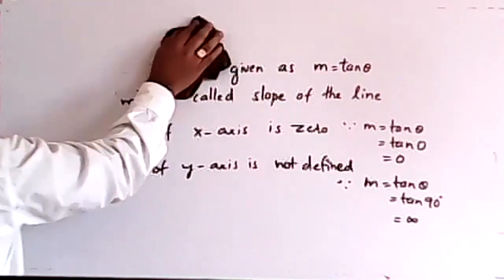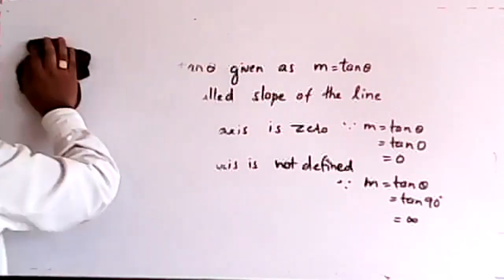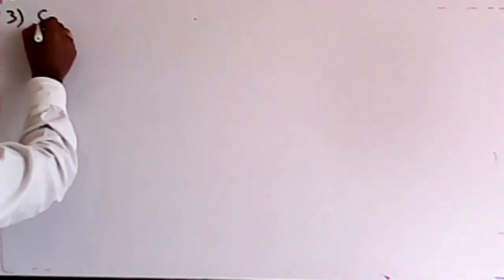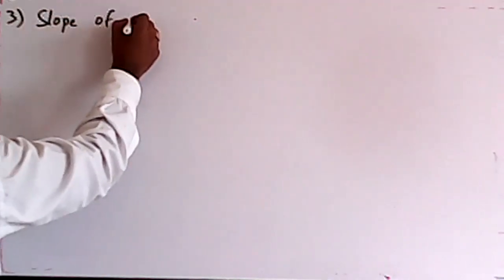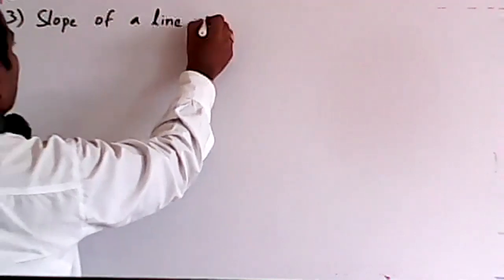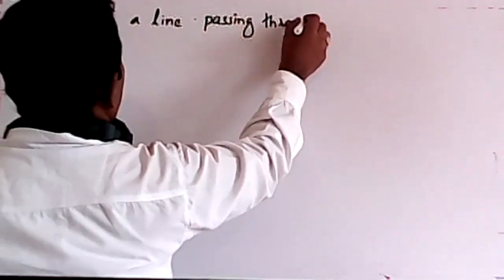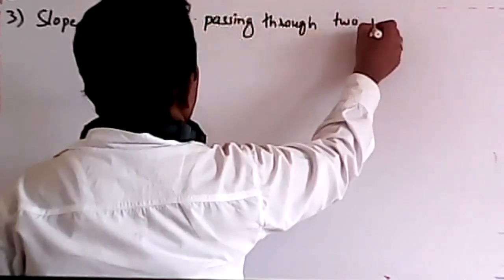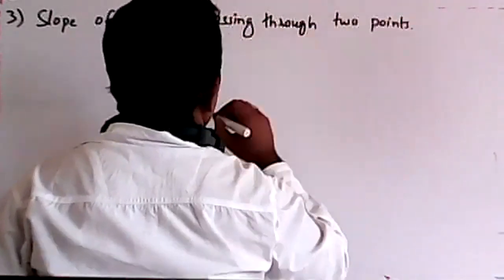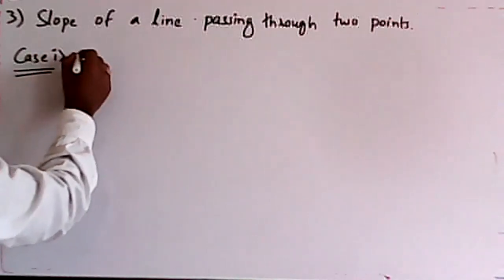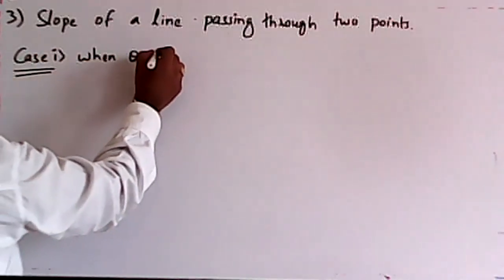Let's take slope of a line when a line is passing through 2 points. Slope of a line passing through 2 points. We'll take two cases in this. Case 1, when theta is acute.